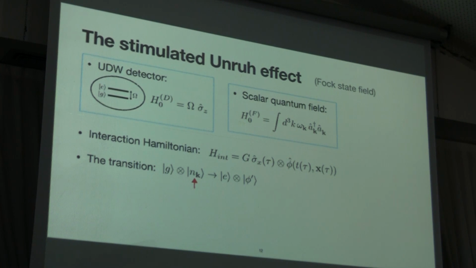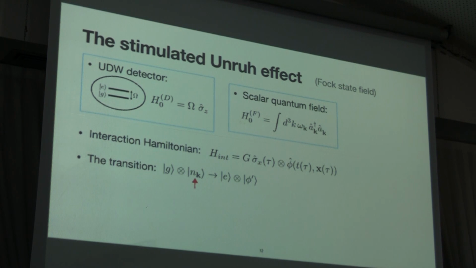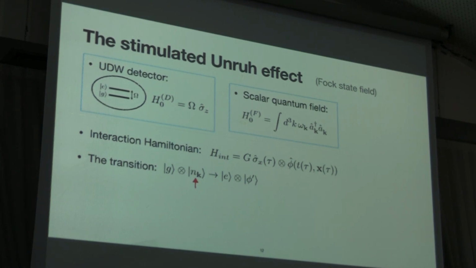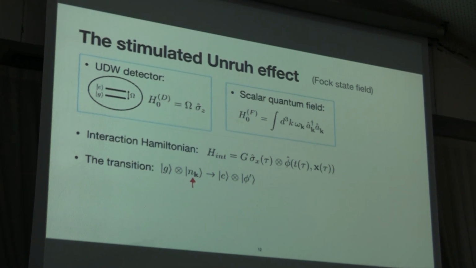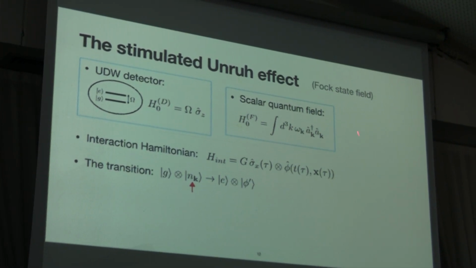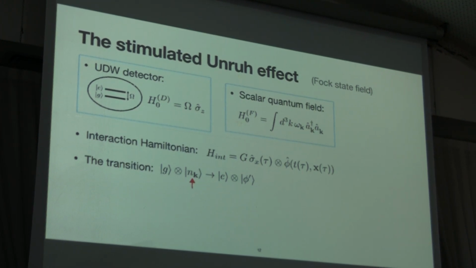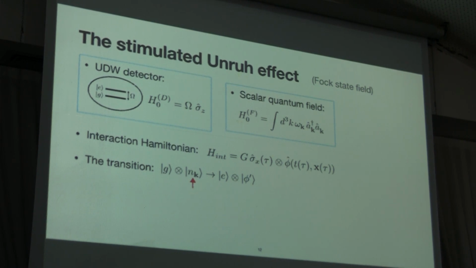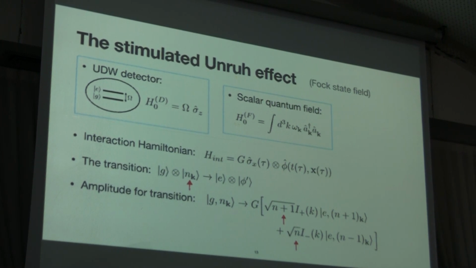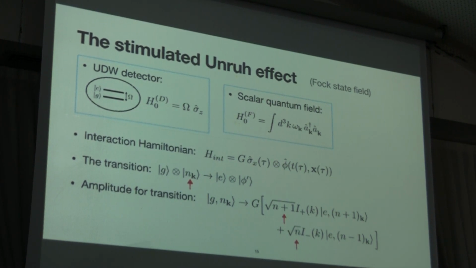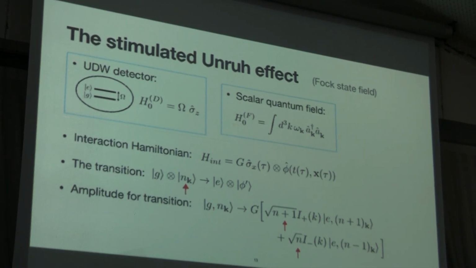Now, let's move on to the stimulated Unruh effect. The setup is the same as before, with one crucial difference, which is that the field starts out in an excited state instead of the vacuum state. Here I'll work with the Fock states, but that's not super important. So the field starts out in an excited state, and we calculate the transition from this initial state to whichever outgoing state the interaction Hamiltonian produces. And this is the result.